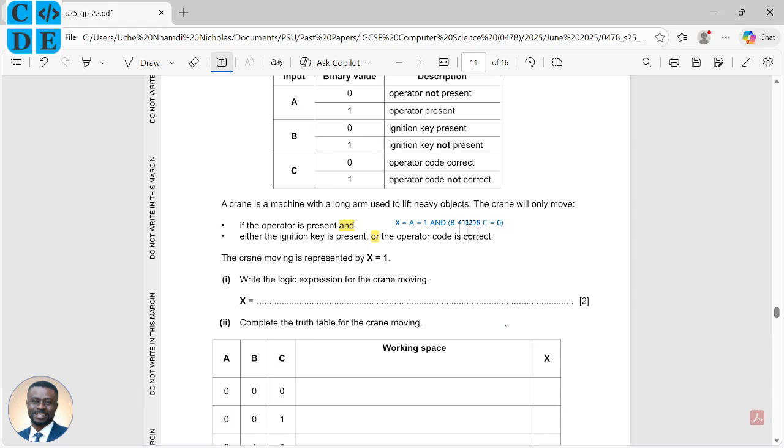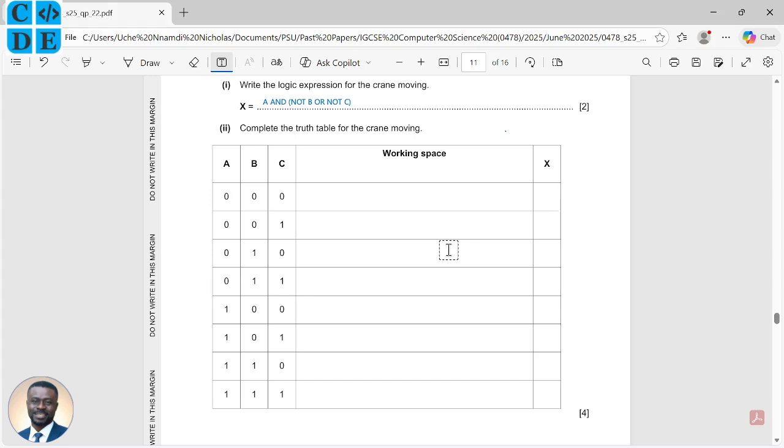Since that is the case, for us to make this 1, we need to NOT this, we need to NOT this, and we need to leave this the way it is. So in that case, our S will be equal to A, and then you can open your bracket and you do your NOT B OR NOT C. So that is going to give you the required results that you need. I hope the explanation is clear enough.